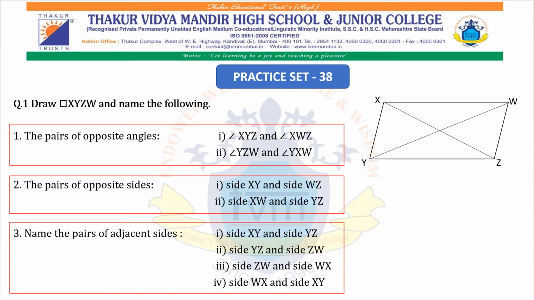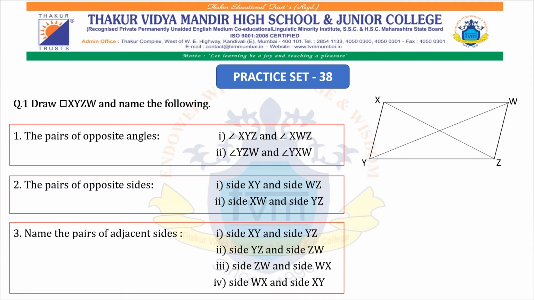Practice set 38. Question 1. Draw quadrilateral XYZW and name the following. The pairs of opposite angles: angle XYZ and angle XWZ, angle YZW and angle YXW. Second, the pairs of opposite sides: side XY and side WZ, side XW and side YZ.